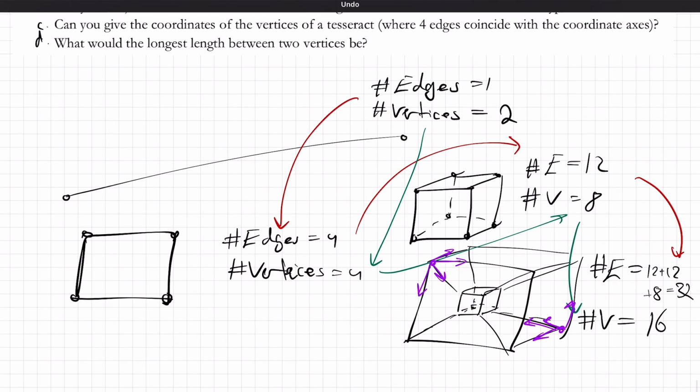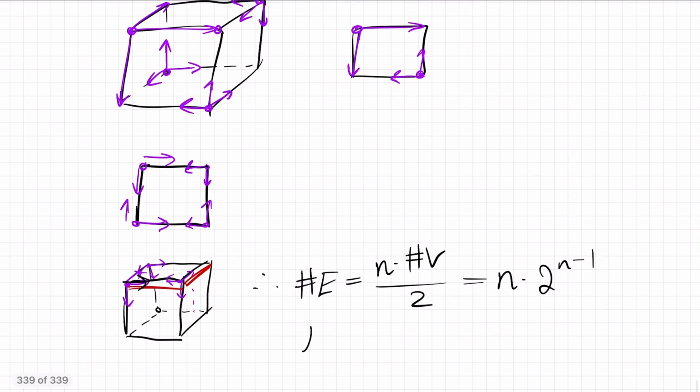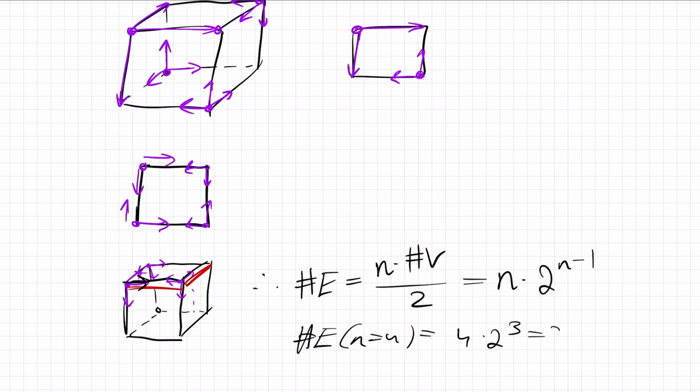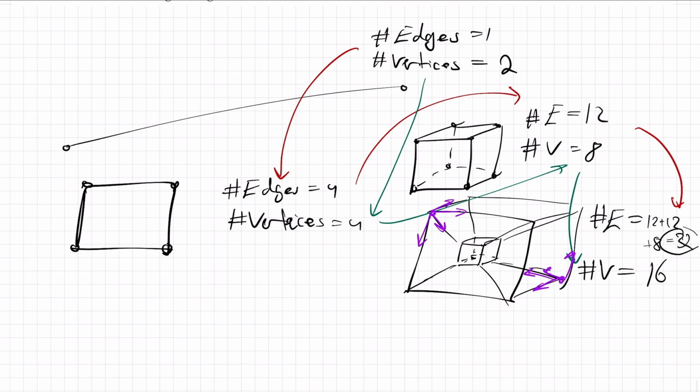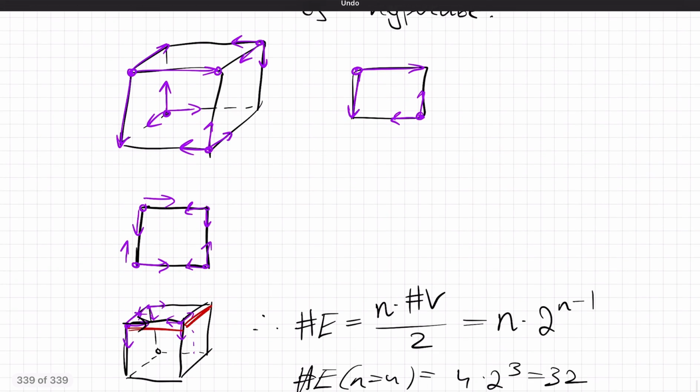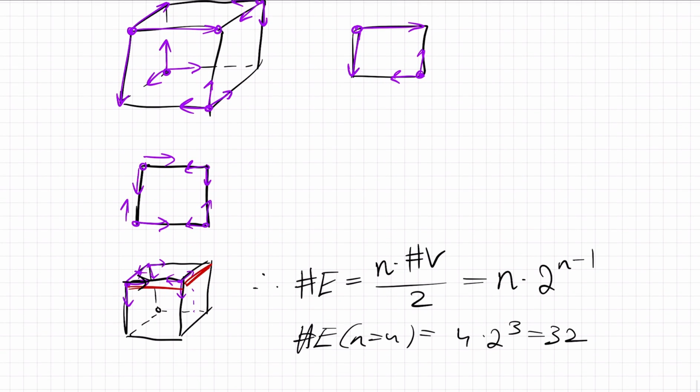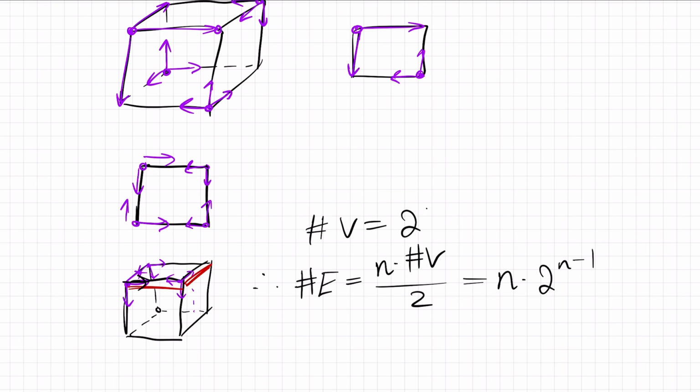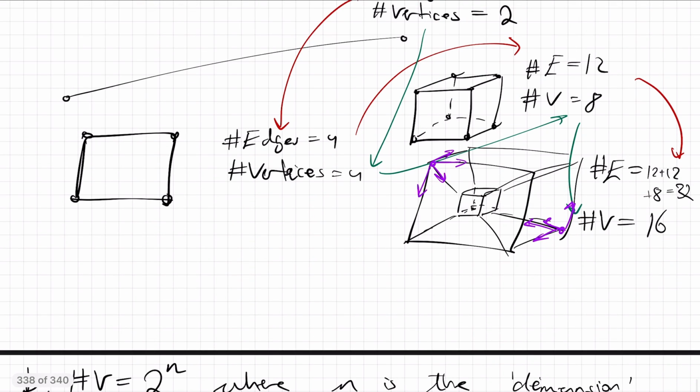So we'll try it for the 4-dimensional case. Number of edges when n equals 4 is going to be 4 multiplied by 2 to the 3, which is 32, which is what we got. So this is my conjecture for the number of edges and the number of vertices. I'll just write number of vertices over here as 2^n. Okay, there's my solution for part B.